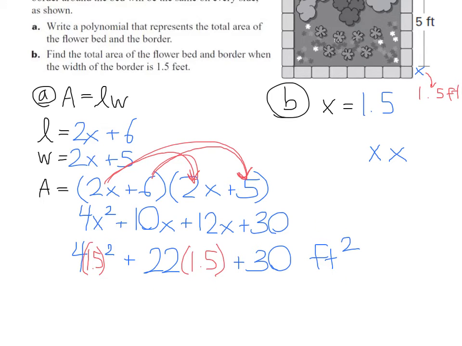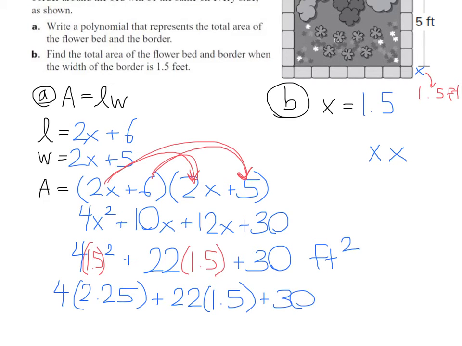Alright, so how are we going to do that? Well, let's think about this. According to the proper order of operations, what do we do next? Well, let's take 1.5 squared next, and we know that of course is 2.25. And we're still multiplying that by 4, and we're still adding that to 22 multiplied by 1.5 plus 30, and we'll put our feet squared unit all the way at the very end, and then we'll confirm our work.